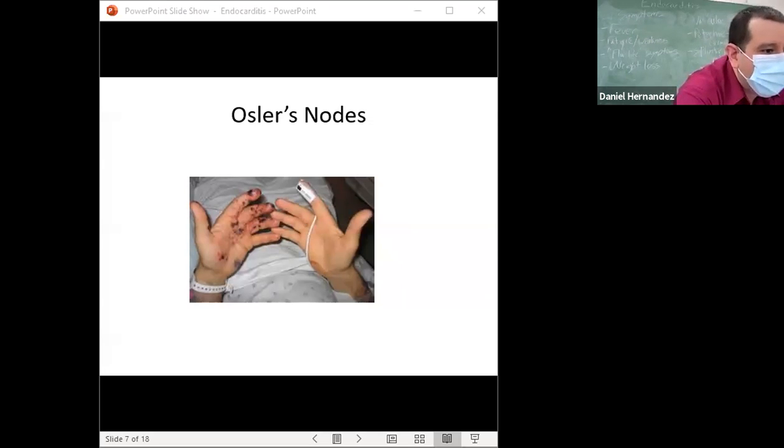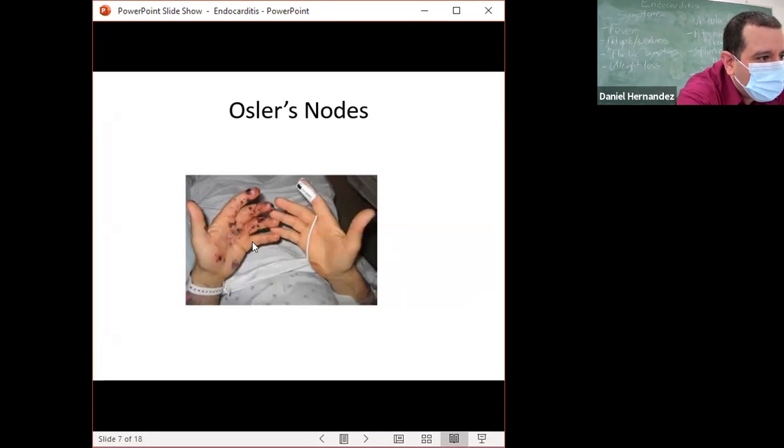So this was a picture showing that. These are some vascular complications that could result typically from embolization of the vegetation. You wind up with these almost gangrenous, cyanotic-looking lesions.